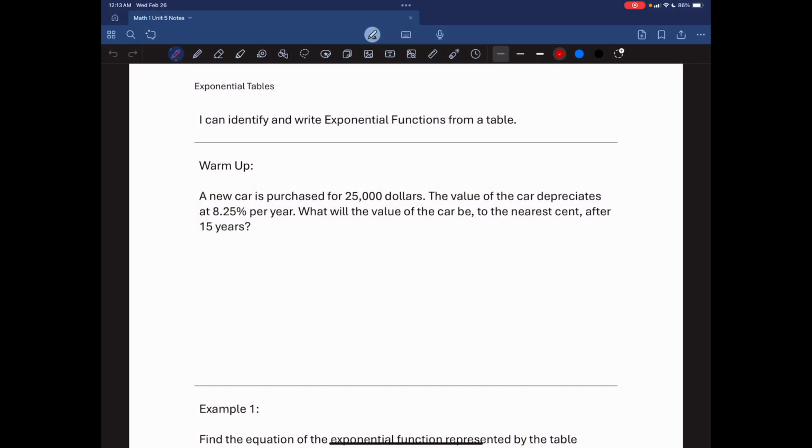Okay, so let's start with the warm-up. You have a new car that's purchased at $25,000. The value of the car depreciates at 8.25% a year. What will the value of the car be to the nearest cent after 15 years?